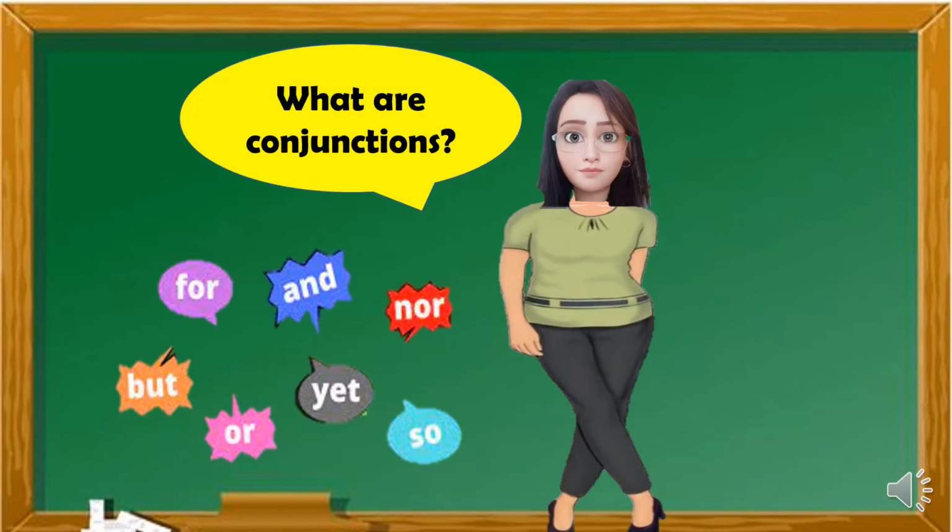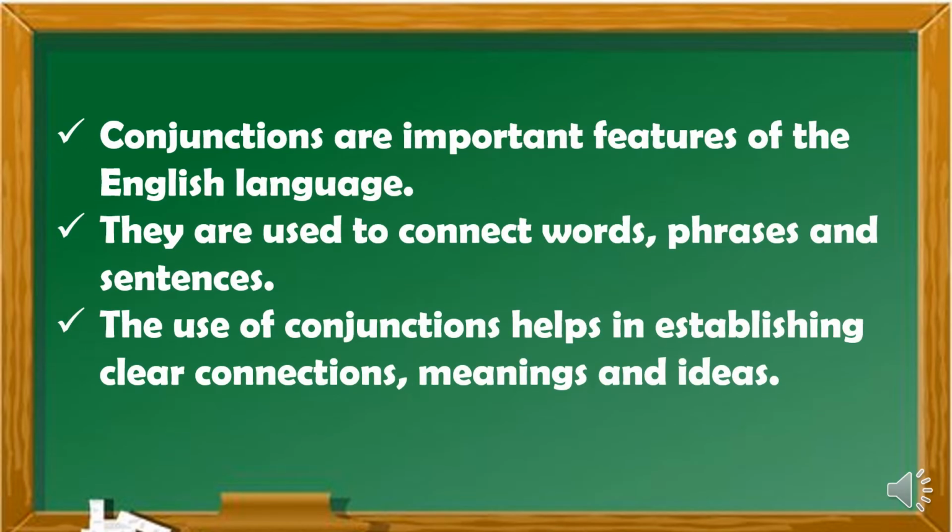Now, what are conjunctions? Conjunctions are important features of the English language. They are used to connect words, phrases, and sentences. The use of conjunctions helps in establishing clear connections, meanings, and ideas.